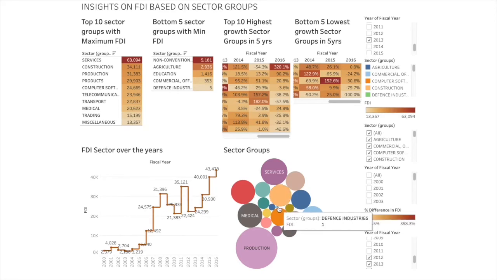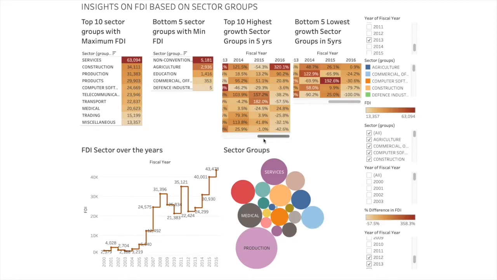I think the least has been very consistent too. There hasn't been a lot of focus on defense industries. I don't know why that appears to be so, but it looks like there's no investment. The defense industry doesn't get a lot of investment. In 2016, it has only recorded one FDI.